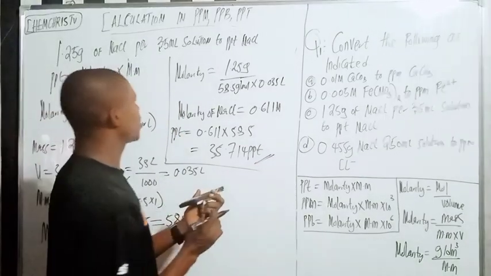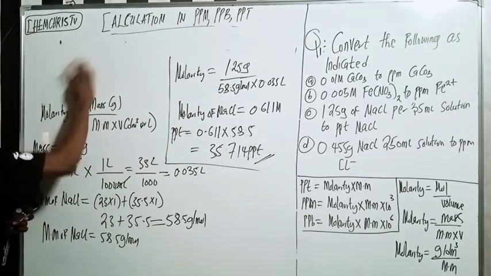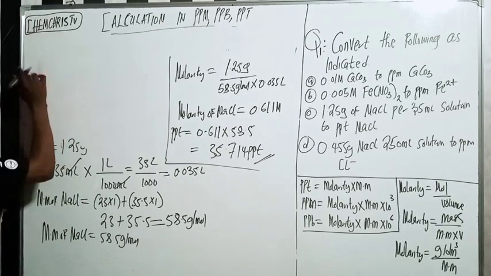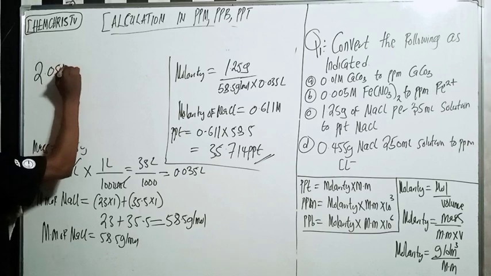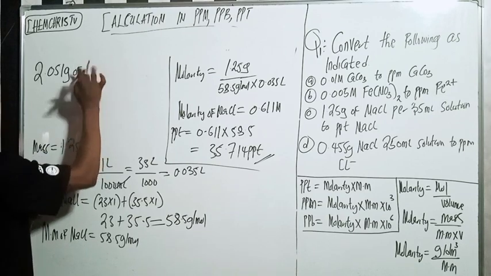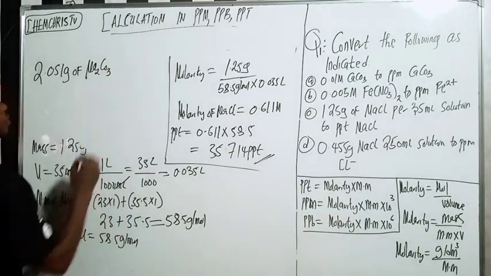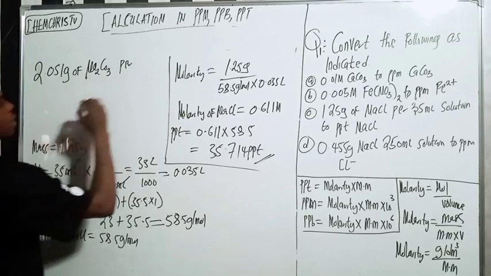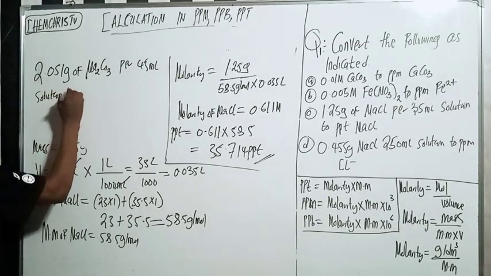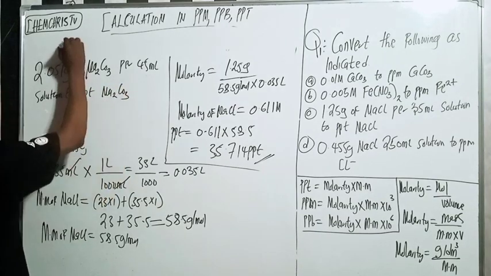Do you get that? So let me give you one you are going to try. So here we have 2.051 gram of sodium carbonate, Na2CO3, per, let's say, 45 ml solution, to ppt of Na2CO3.